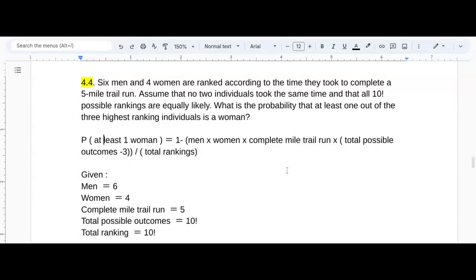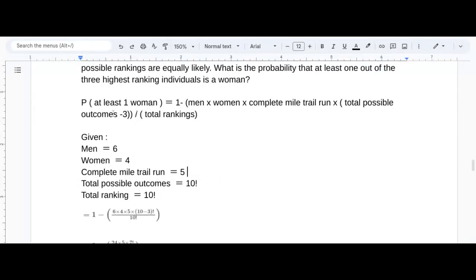Yes. Okay, so the question I chose was 4.4, and that is 6 men and 4 women are ranked according to the time they took to complete a 5-mile trail run. Assume that no 2 individuals took the same time and that all 10 factorial possible rankings are equally likely. What is the probability that at least 1 out of the 3 highest ranking individuals is a woman?